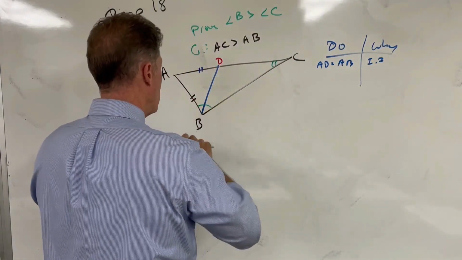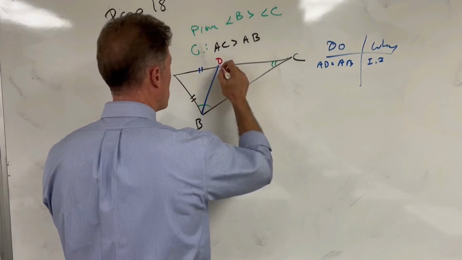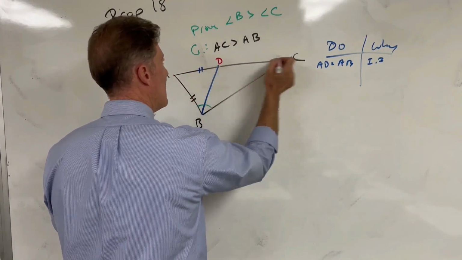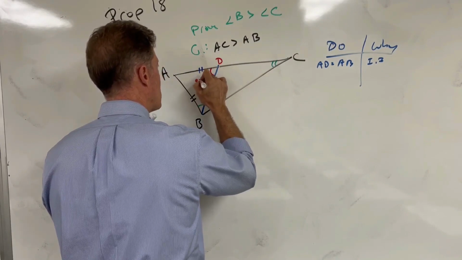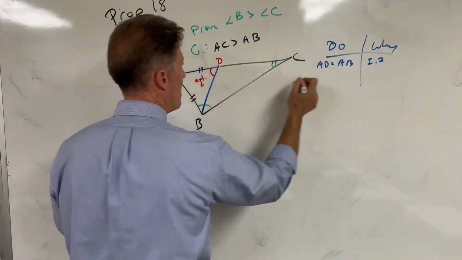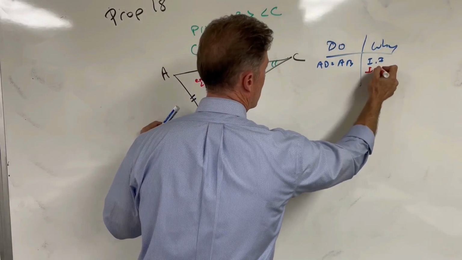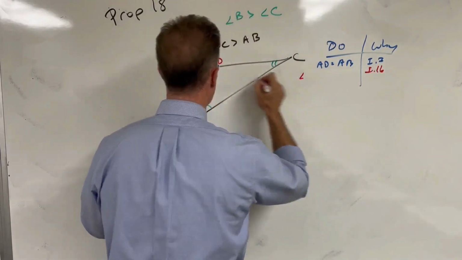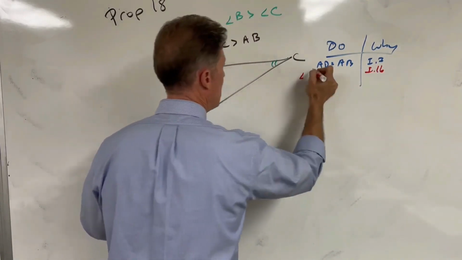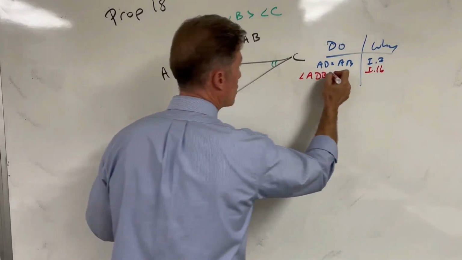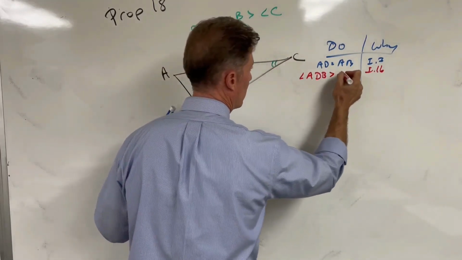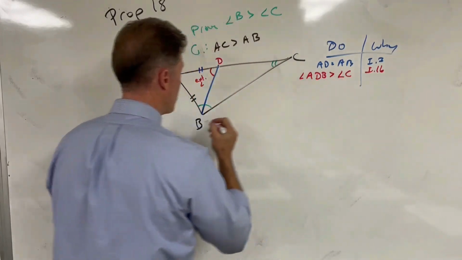And now when we look at triangle DBC, we see that DC has been extended, and therefore it creates an external angle. So we know from prop 16 that angle ADB, the external angle, is greater than the opposite interior angle, namely the angle at C.